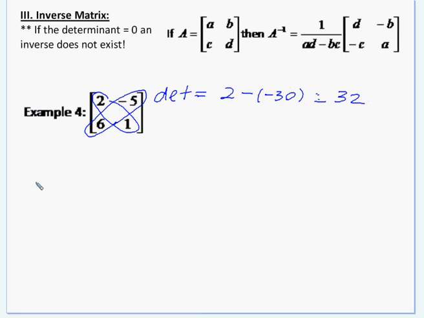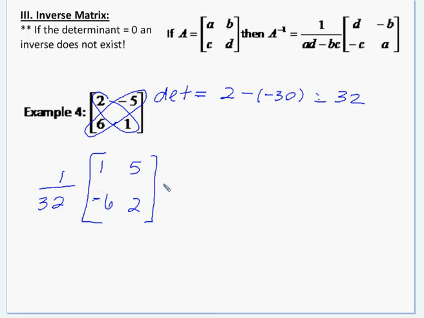So what we need to do is find the inverse. We're going to say 1 over 32, because it's 1 over our determinant, times our matrix. Now, we have to flip our D and A. So the 2 and 1 becomes 1 and 2. Now on the 6 and negative 5, all we have to do is change the sign. So since it's negative 5, it's now positive 5, and now it's a negative 6.